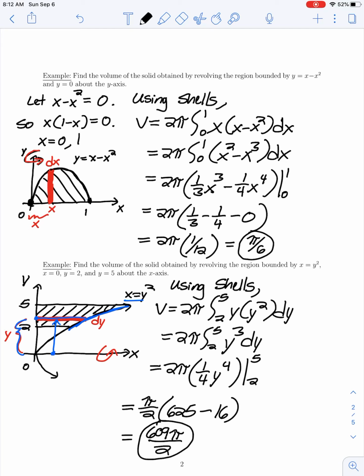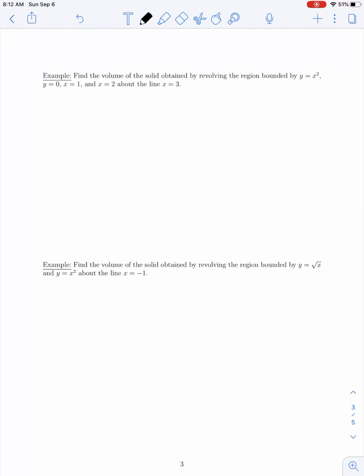So those were a few introductory examples for this method of cylindrical shells, or sometimes just called the shell method for short. Now in these next couple of examples that we'll look at, we'll see that the shell method might become a little more complicated if our axis of revolution is not necessarily the x or the y axis, but maybe an arbitrary horizontal or vertical line, or if we're looking at a region bounded between the graphs of two functions instead of by a function and the x or y axis. So let's look at some examples of this.